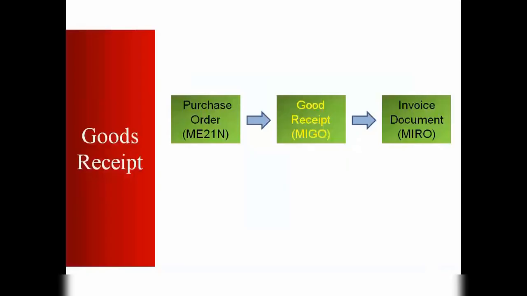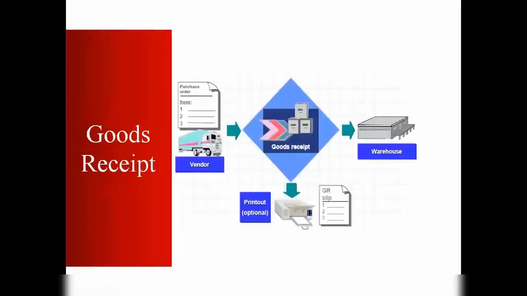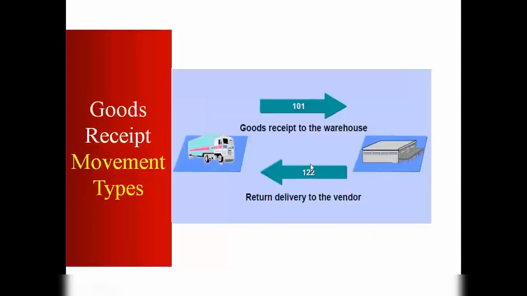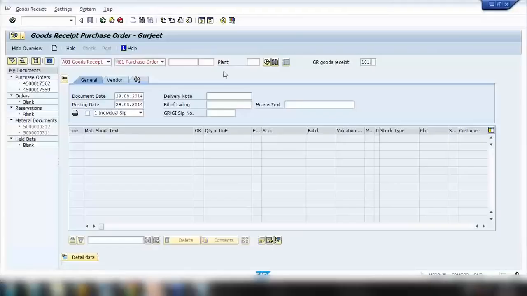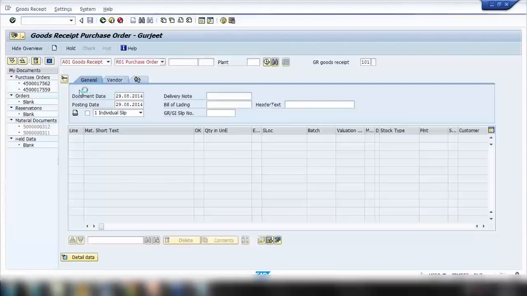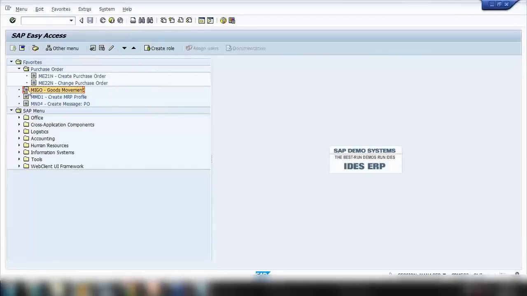So basically we're going to do the goods receipt. What is goods receipt? The vendor has sent you the goods. Now we're going to do the goods receipt in the SAP system and put them in stock. Let me start again. Double click on MIGO.